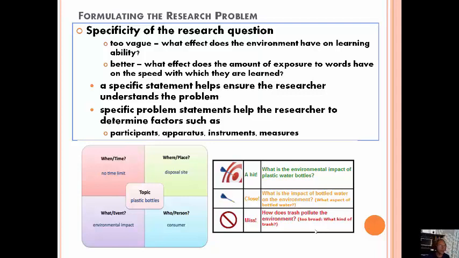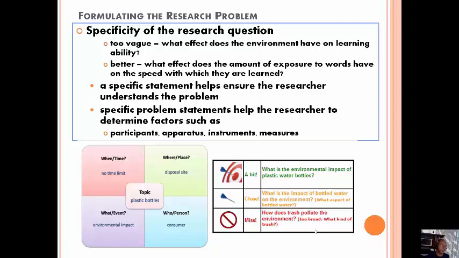So, the environmental impact. Let's say we're talking about the environmental impact of plastic water bottles. What's the impact of bottled water on the environment? How does trash pollute the environment? That's broad. We're talking about the graphic on the right side here, that little table. What's the impact of bottled water on the environment? What aspect of bottled water? And again, I've heard this a lot of times. You know, if you buy bottled water in these plastic bottles, it has an impact on the environment. And okay, we believe that, but what is the impact? What is the aspect of that? What is the environmental impact of plastic water bottles?